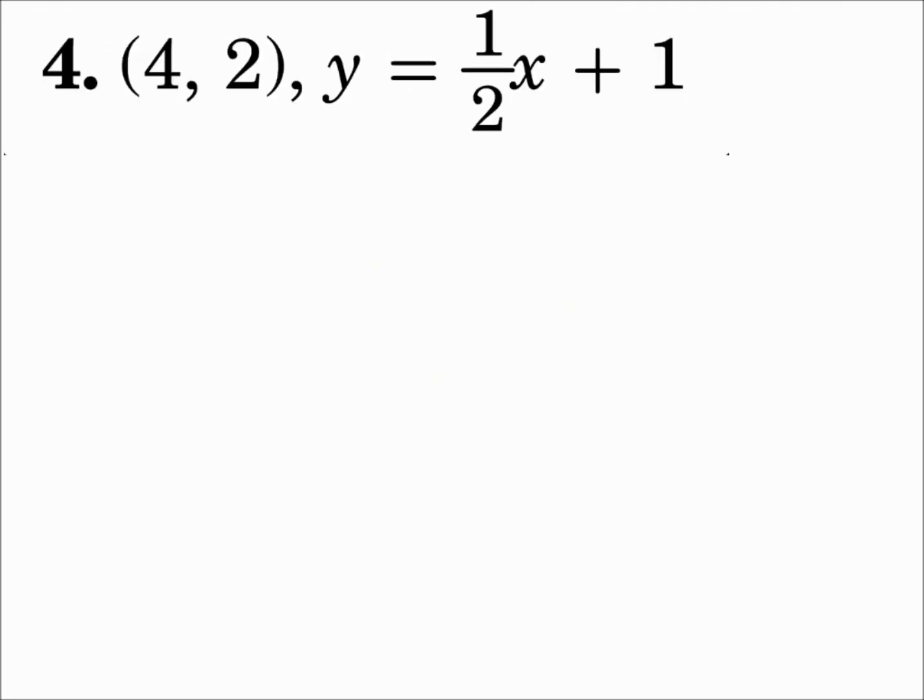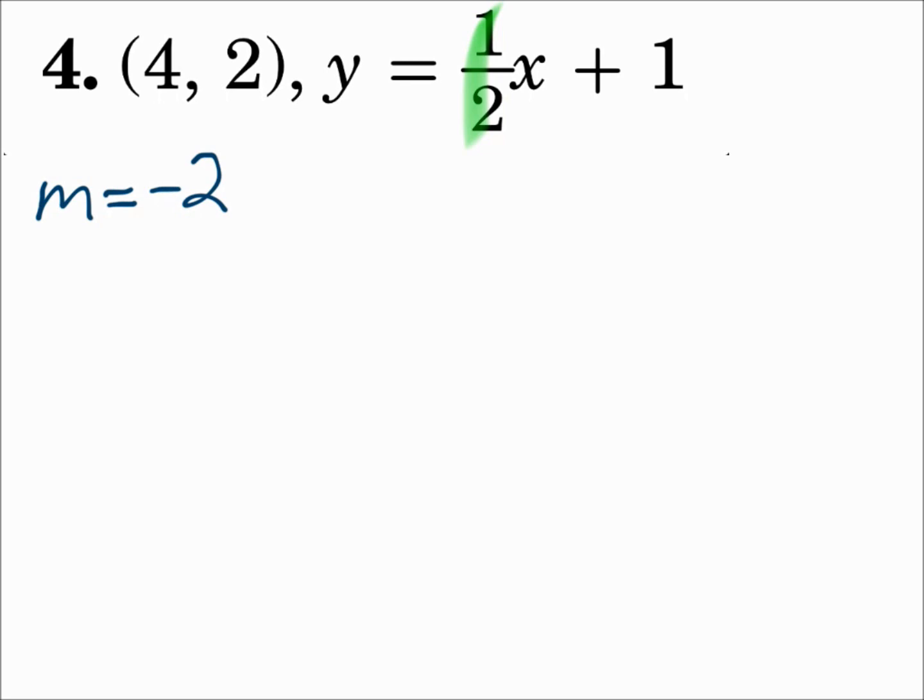Number 4. The line through the point (4, 2) that's perpendicular to y equals 1/2 x plus 1. Perpendicular lines have slopes that are negative reciprocals. This line has a slope of 1/2. The negative reciprocal of 1/2 is -2, so our answer has a slope of -2.